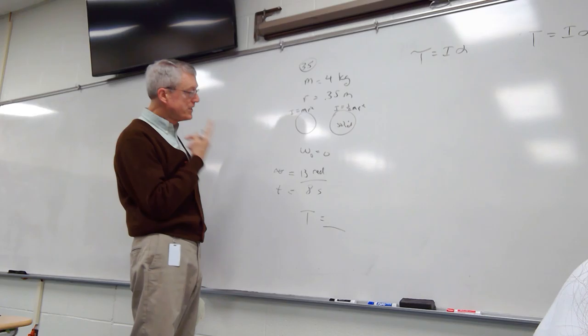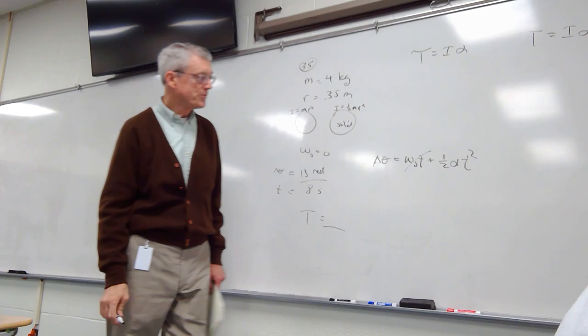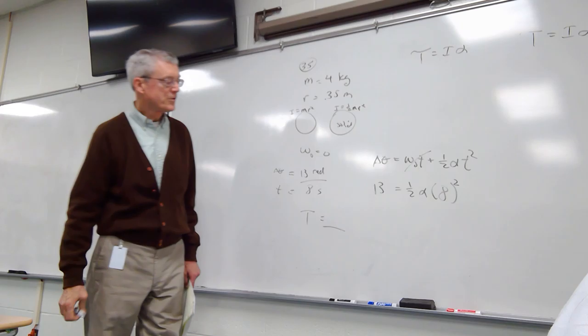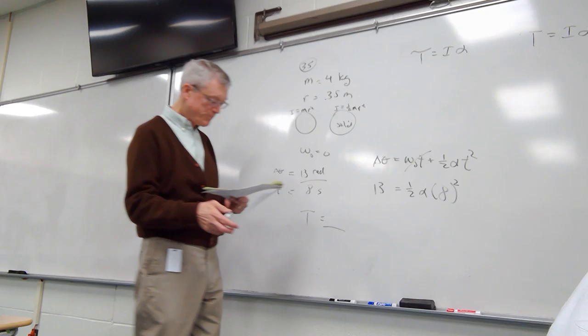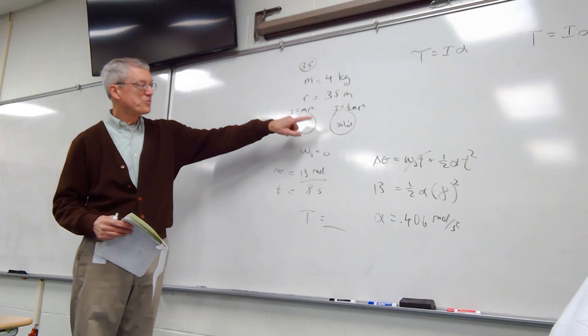So I think we could use delta theta equals omega0 t plus 1/2 alpha t squared, where that first term goes away because omega0 is zero. You know delta theta is 13 radians, alpha is what we want to know, and the time was 8 seconds. Use that version of the big four and solve for alpha. I got alpha to be 0.406 radians per second squared. That's the same for both, because all these numbers apply to both disks. So they both have the same alpha, 0.406.